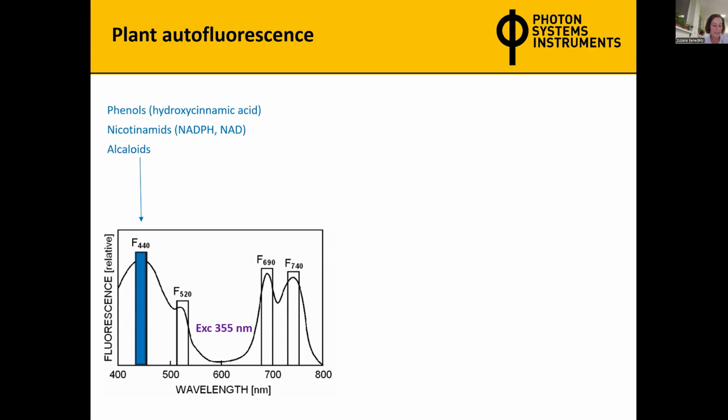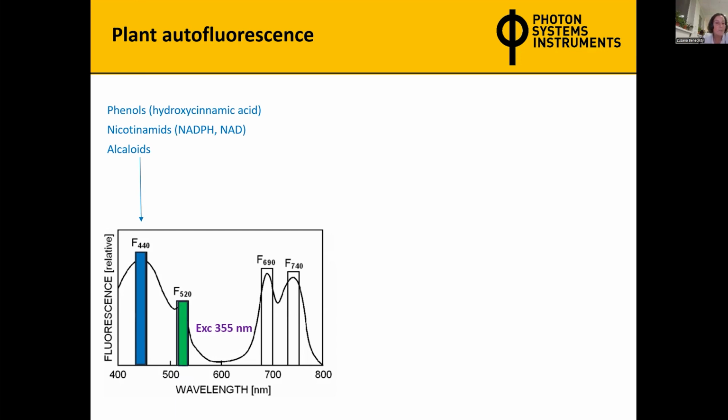And this fluorescence is mostly from plant membranes, hydroxycinnamic acid. But later, another group of Zoran Cerovic also proved that you can even measure NADPH and NAD fluorescence from nicotinamides. And you can see also the fluorescence in plants that contain a lot of alkaloids. So there are different compounds behind the blue fluorescence.